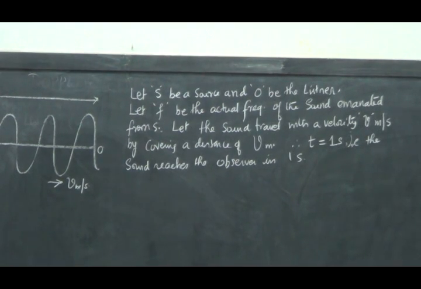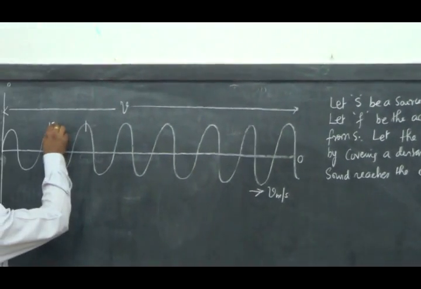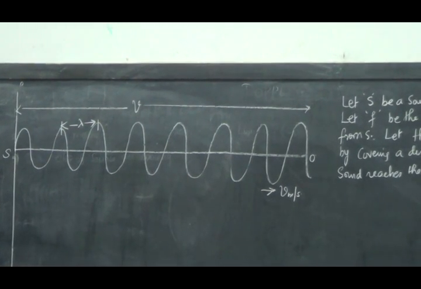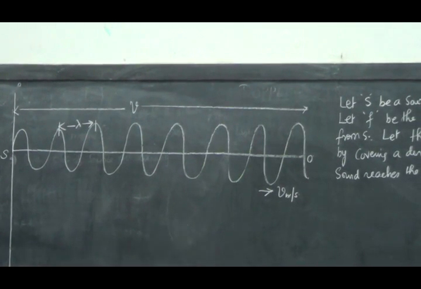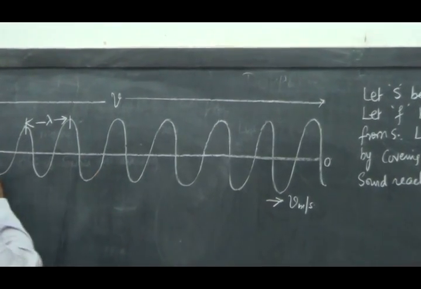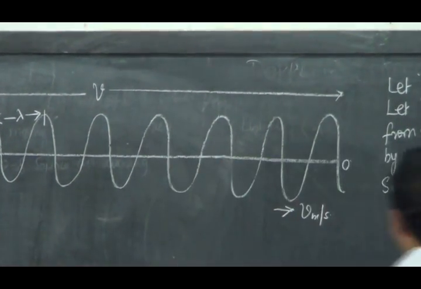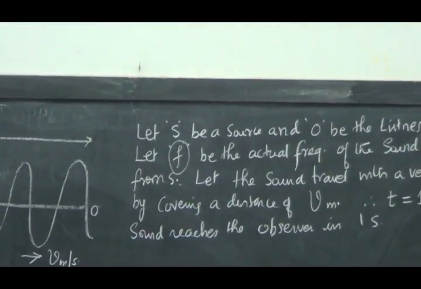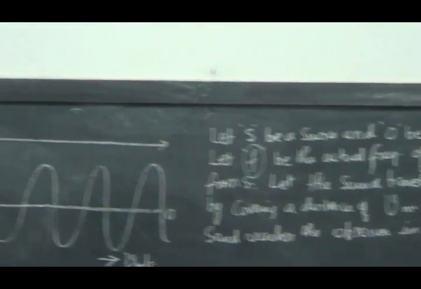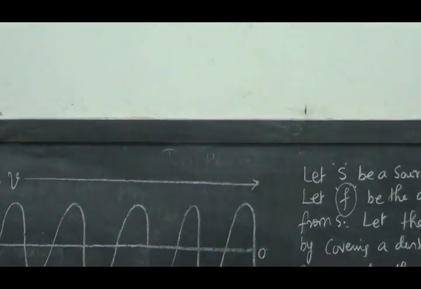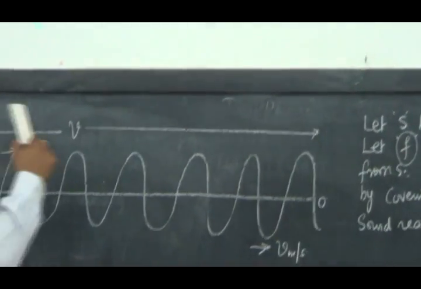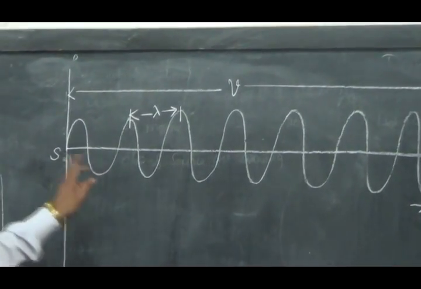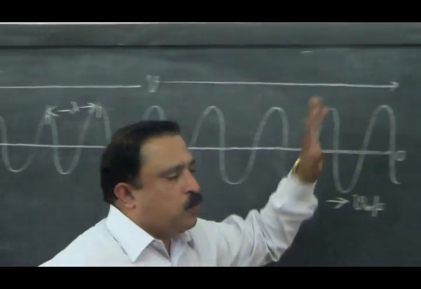Now, I mark the wavelength of the wave. Let lambda be the wavelength. And how many waves are contained in S2O? F number of waves, because F is the frequency. Frequency is the number of waves per second. The wave takes 1 second to reach O. And what is the frequency of this wave? F. That means F number of waves are contained in the region S2O.